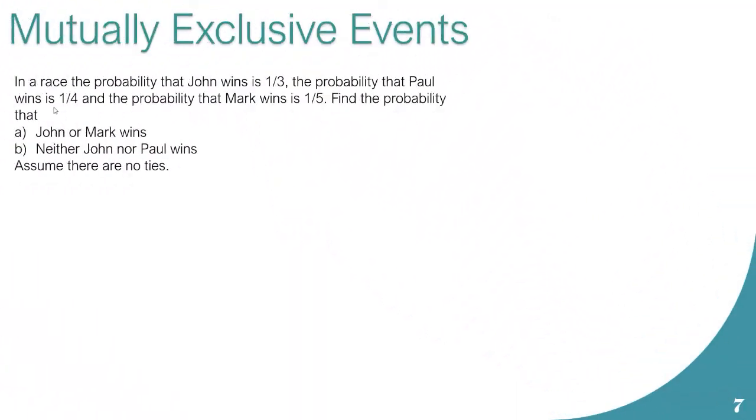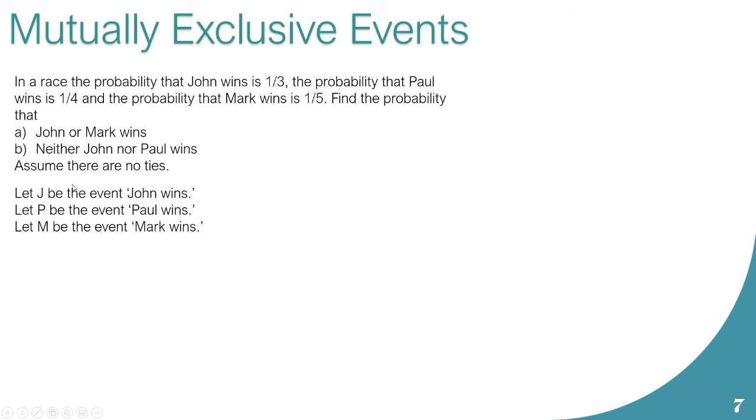Here we are given that in a race, the probability that John wins is 1/3, the probability that Paul wins is 1/4, and the probability that Mark wins is 1/5. Find the probability that A, John or Mark wins, B, neither John nor Paul wins. Assume there are no ties. This is very important. So let's find some events here. We'll just say J is the event that John wins, P, that Paul wins, M, that Mark wins.